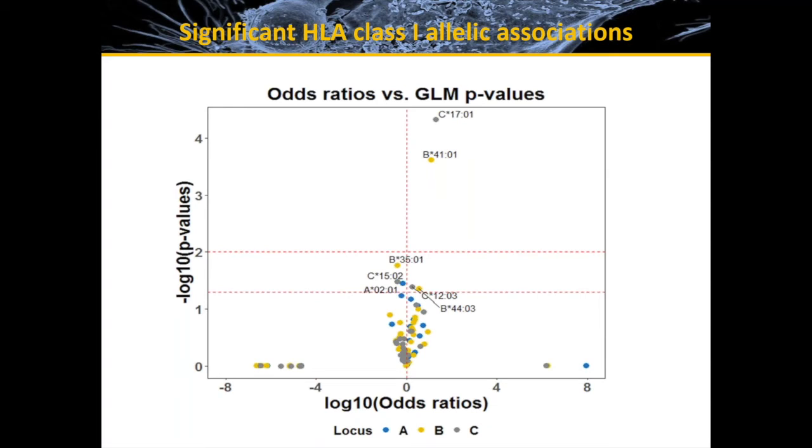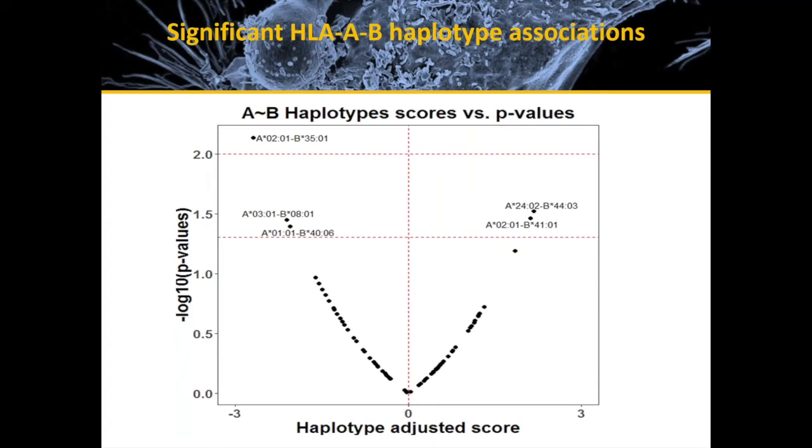Then we analyzed B and C haplotypes, and the analysis was performed using the haplo.stats package through implementation of imputed haplotype score calculation. P-values below 0.05 were considered significant. And as you can see on the next slide, haplotype analysis showed that the haplotype HLA A0201, B3501 was most significantly depleted in JAK2 V617F positive patients.